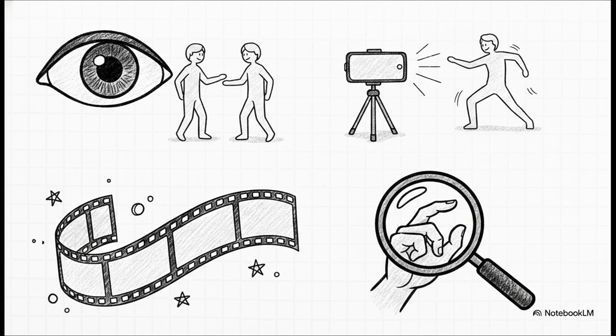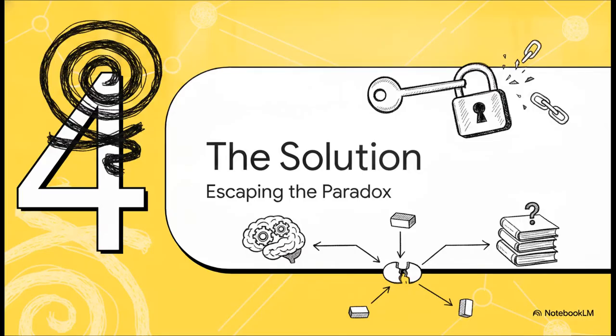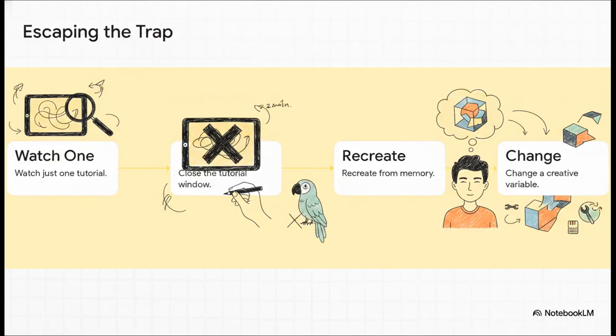This is exactly why experienced animators improve so much faster than beginners, even when they're sitting at the exact same desk using the exact same software version. Okay, Section 4. The solution: escaping the paradox. So how do we actually fix this? Here's an absolute game changer of a 4-step process to break the cycle.